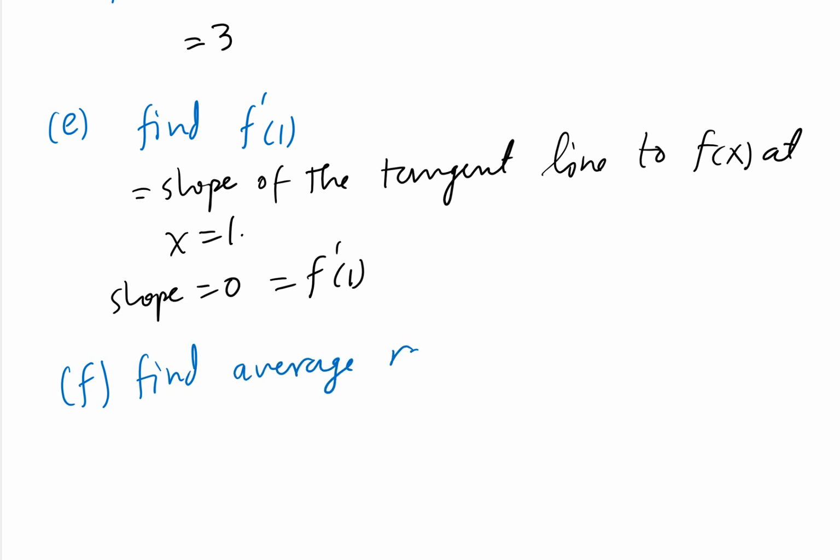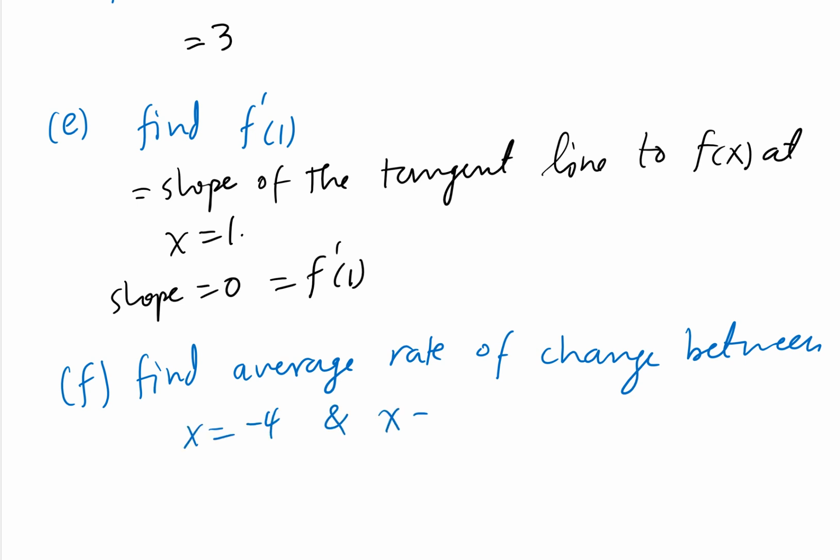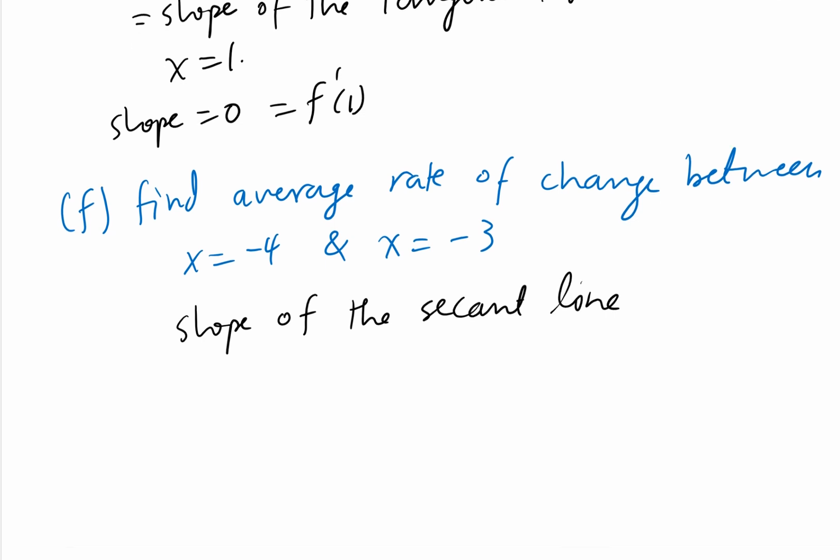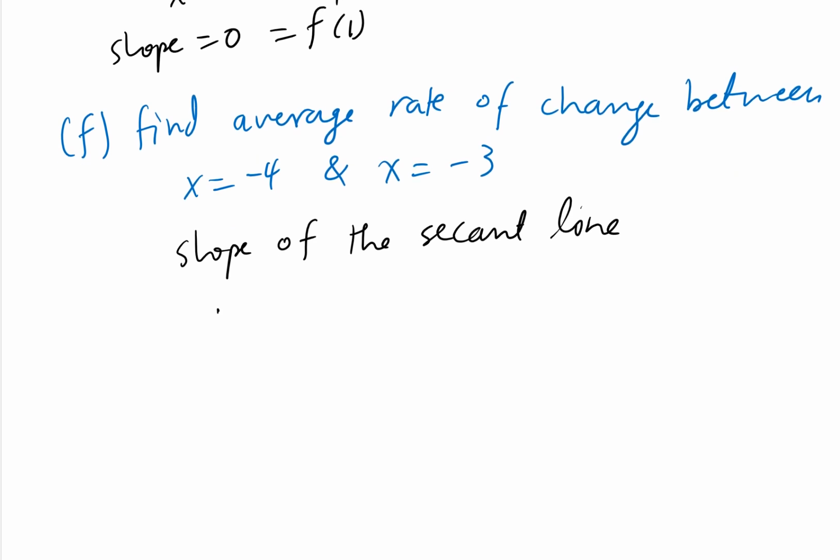Find the average rate of change between x equals -4 and x equals -3. The slope of the secant line. That's what average rate of change is given by: y2 minus y1 over x2 minus x1.